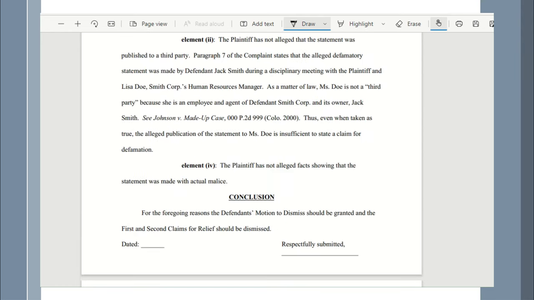B. Elements. The plaintiff agrees with the defendant's identification of the elements of a prima facie case. That's a counter argument, but they agree, and they should, because that's the law, right? As we saw above. And notice they didn't have to cite a case in either of these because they agree with the defendants. Okay? Let's go back up.